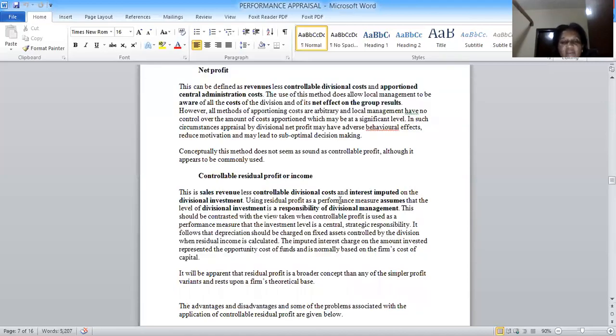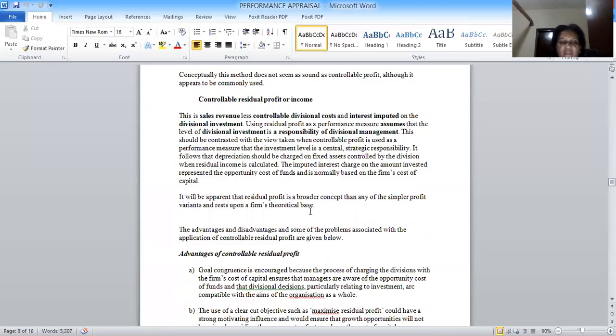Then we have the controllable residual profit or income. That's one too. They will consider their sales revenue, less their controllable divisional cost. And then they will consider interest on assets or investments that they have made. Because of the word residual profits here, it takes care of what? All other interests that they need to pay. So that at the end of the day, what is left will be the owner's own income or profits. So that is how that one is also calculated.